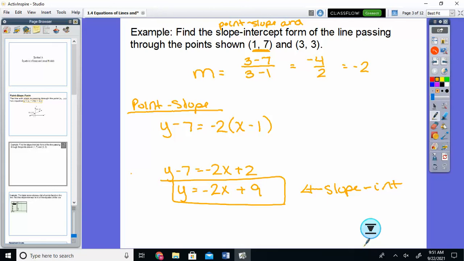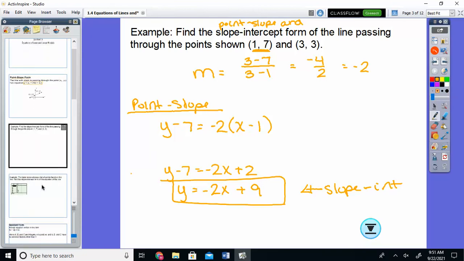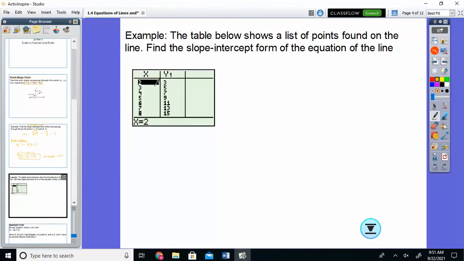So let's do it another way. If you don't want to use point slope, let's talk about what we need to do to write the equation. So I'm just going to give you a table of values. These are points on the graph of my line. How many points do you need to write an equation? 2. So I can take any 2 of these.